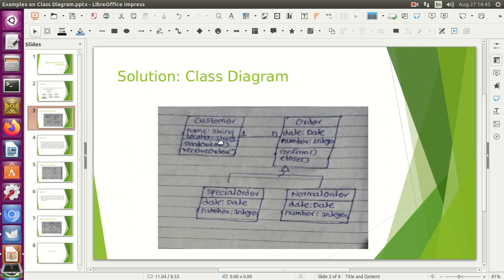So here you can see that in the Order the number attribute is there, which is of type integer. Here I have assigned the data type of this. Again, based on my knowledge I have included other attributes, which is the date attribute and the type of that date attribute. Again, using the same understanding I have added two methods, or operations, the confirm method and the close method.